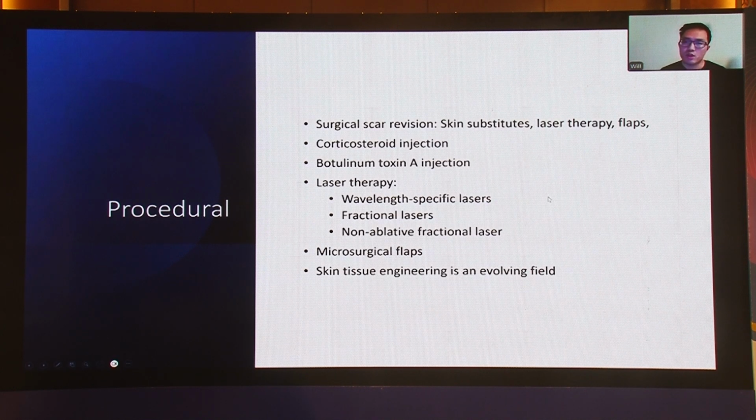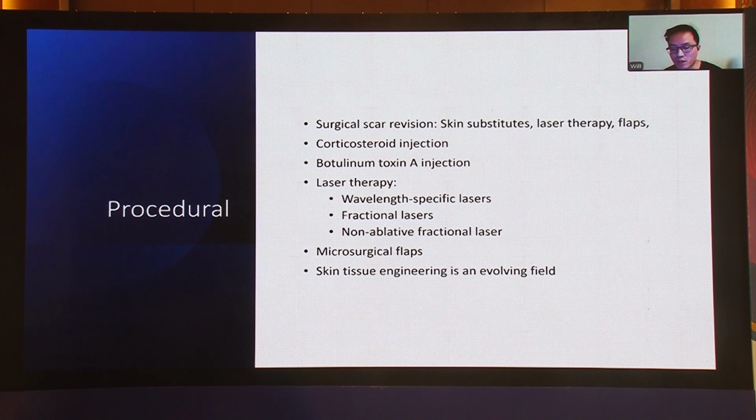Procedural options include surgical scar revision from a cosmetic perspective. Corticosteroid injections can be used on healed epithelialized scars to reduce pain, pruritus, and contractures. Botulinum toxin A can be injected into the muscles underneath to relax the muscle, reduce wound tension, improve wound healing, and minimize scar formation.